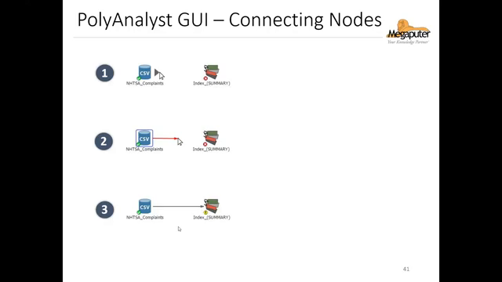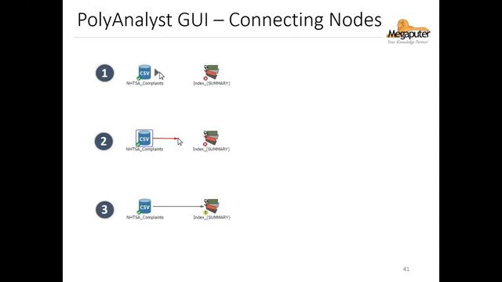One thing to consider is that not every node can be connected to every other node. For example, you can't connect a data source node directly to another data source node. So if a node won't connect when you drag the arrow over it, it might mean that that's not a compatible sequence of nodes.